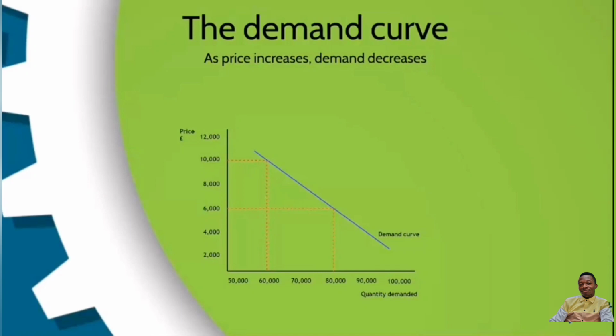This graph shows us a demand curve for small family cars. From this we can see that as price increases, demand decreases. For example, when a car costs £10,000, only 60,000 cars are sold in that year. However, when the price drops all the way down to £6,000, the demand shoots up to 80,000.